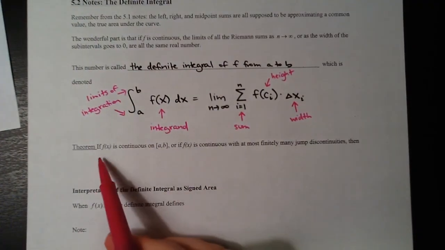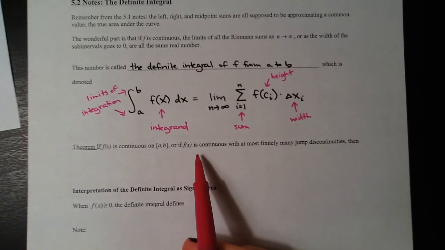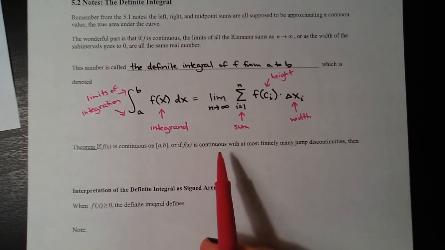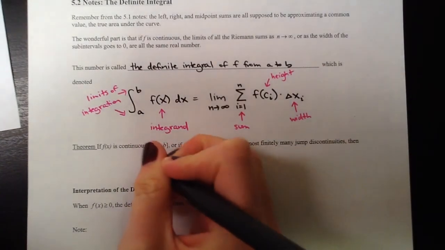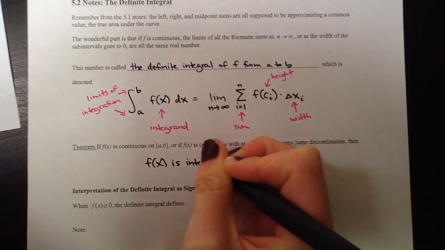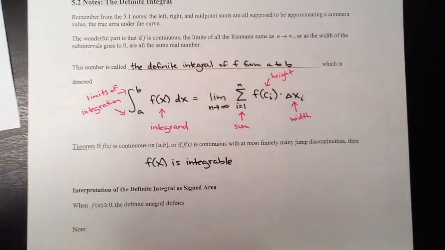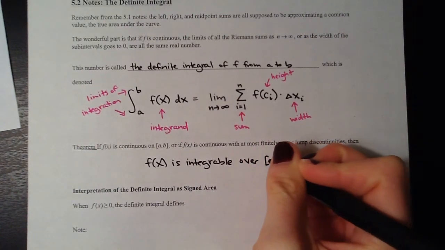So the theorem here is pretty quick and easy. If f of x is continuous, or if f of x is continuous with at most finitely many jump discontinuities, meaning, yeah, sure, you can throw a couple jump discontinuities in there and it won't mess us up, then we say that f of x is integrable. It's a very clumsy word. No one sounds good saying it, I promise. Over the interval from a to b.